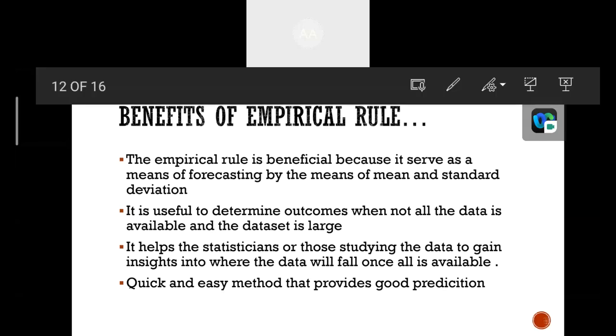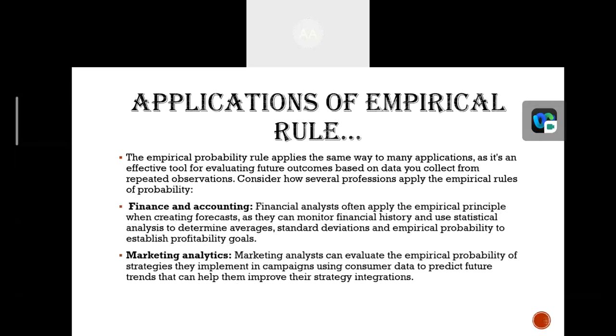Next is the application of the empirical rule in the professional field. Where can we use this empirical rule? In finance and accounting, a financial analyst may use it for creating forecasts. They can look into the financial history and use statistical rules for forecasting the future. In marketing analytics, they can use this empirical rule for campaigns by analyzing consumer data to predict future trends, and it helps them for their selling purposes.